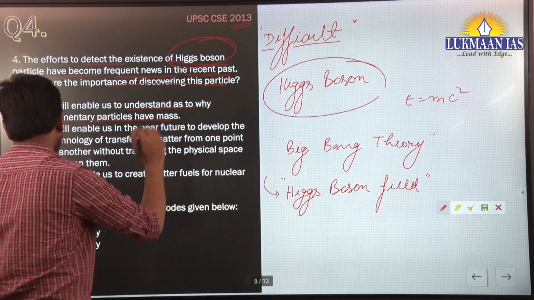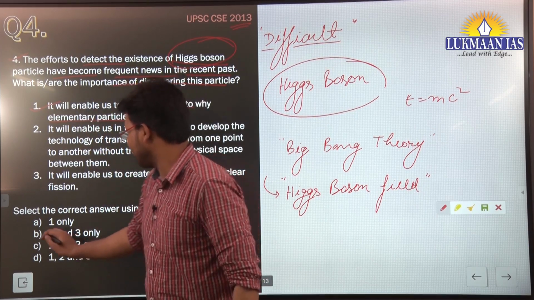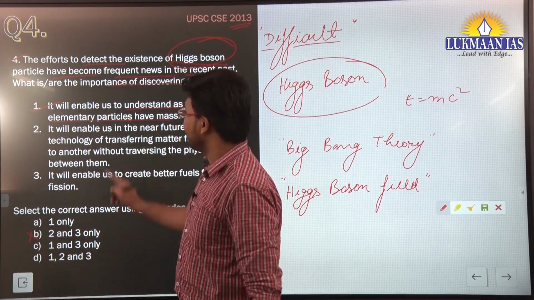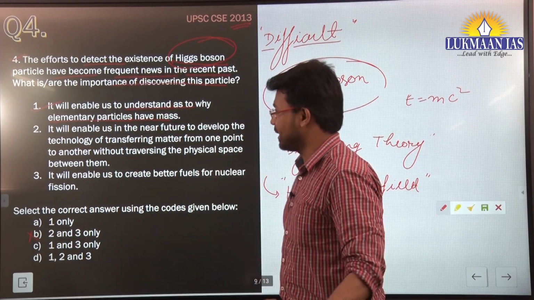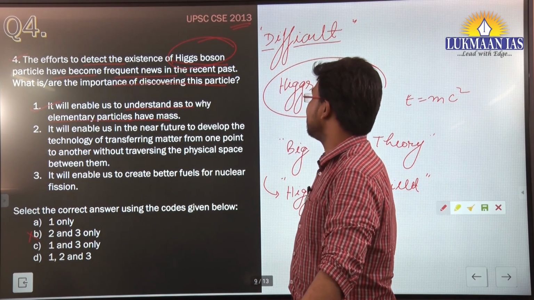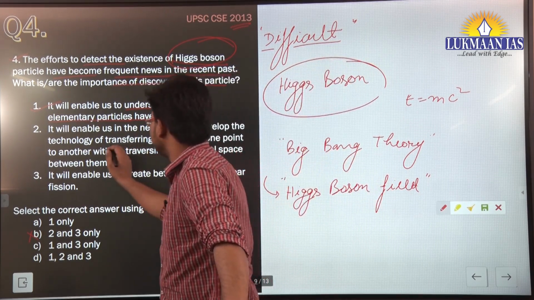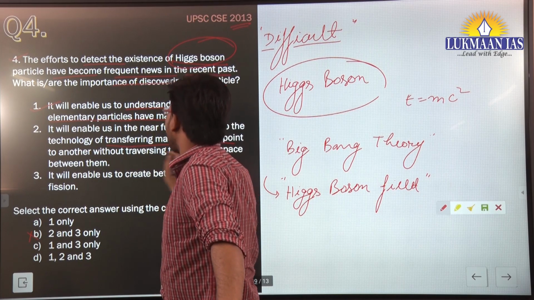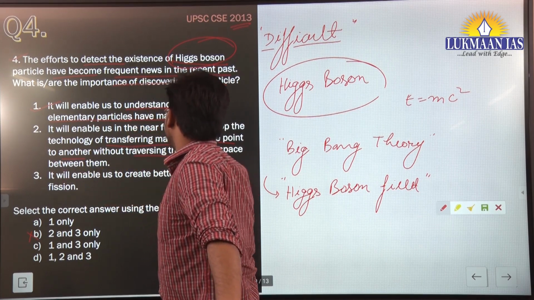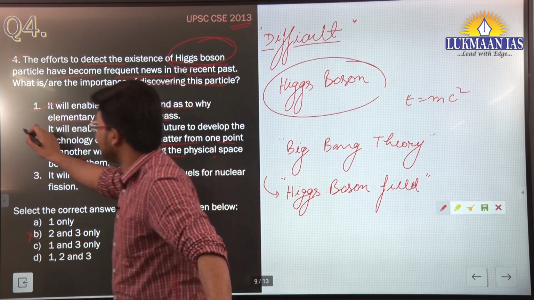If statement 1 is correct, we can eliminate option B over here. Let us now read the second statement. It says it will enable us in near future to develop technology of transferring matter from one point to another without traversing the physical space between them.